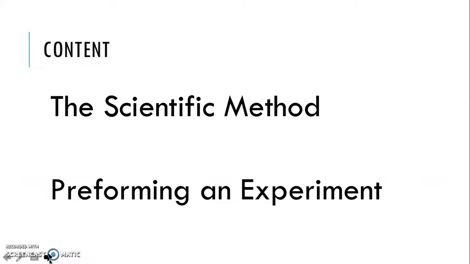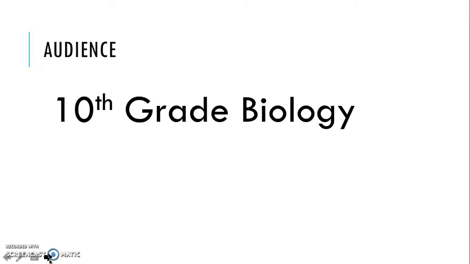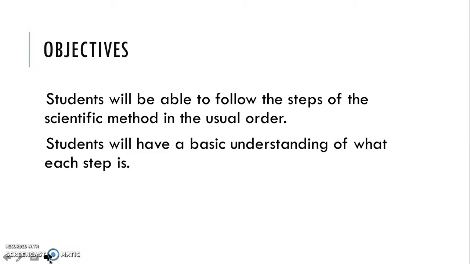So, my lesson plan is over the scientific method, and we're going to be performing an experiment as a hands-on project during the lesson. My audience is going to be my 10th grade biology class. My objectives: the students will be able to follow the steps of the scientific method in the usual order, and then the students will have a basic understanding of what each step is.